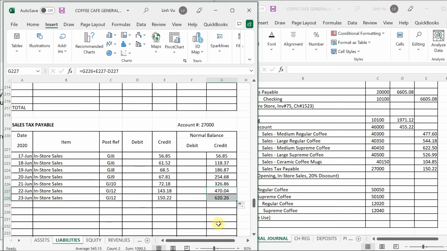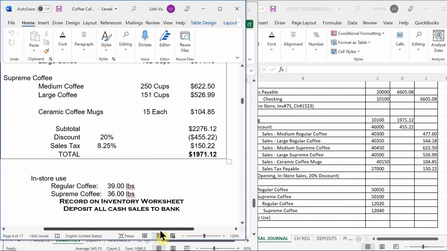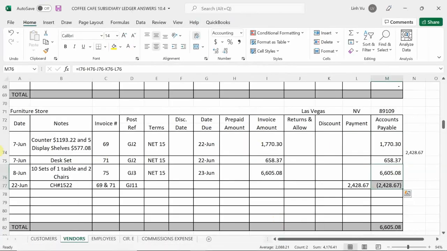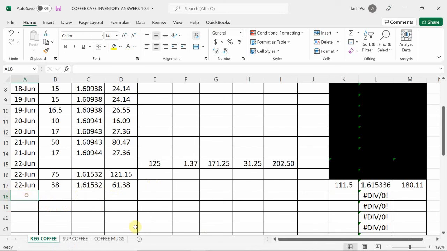All right. So in this case, we end up using 39 pounds of the regular and 36 pounds of the Supreme. We go to the inventory worksheet, for 39 and 36 pounds. Okay, oh, sorry, wrong one. All right, inventory worksheet. 23rd, 39.